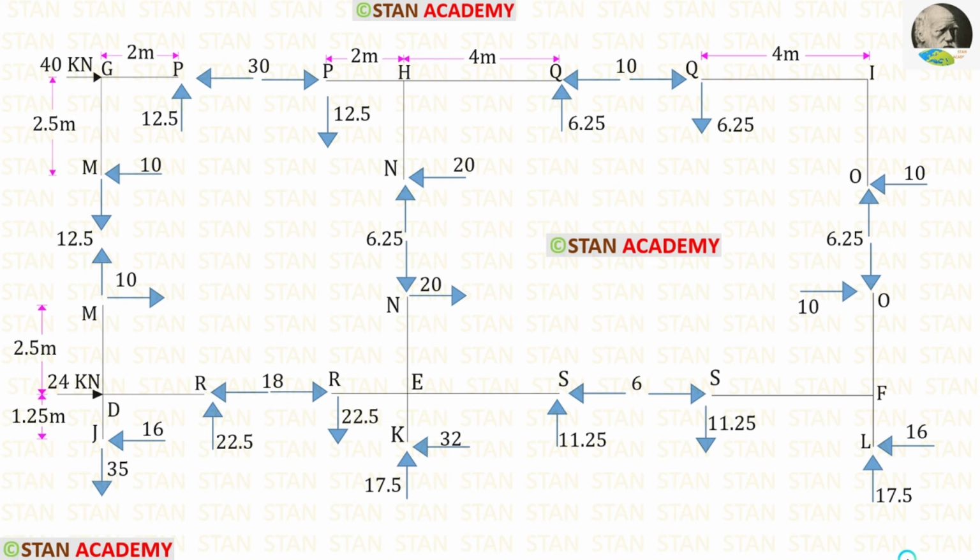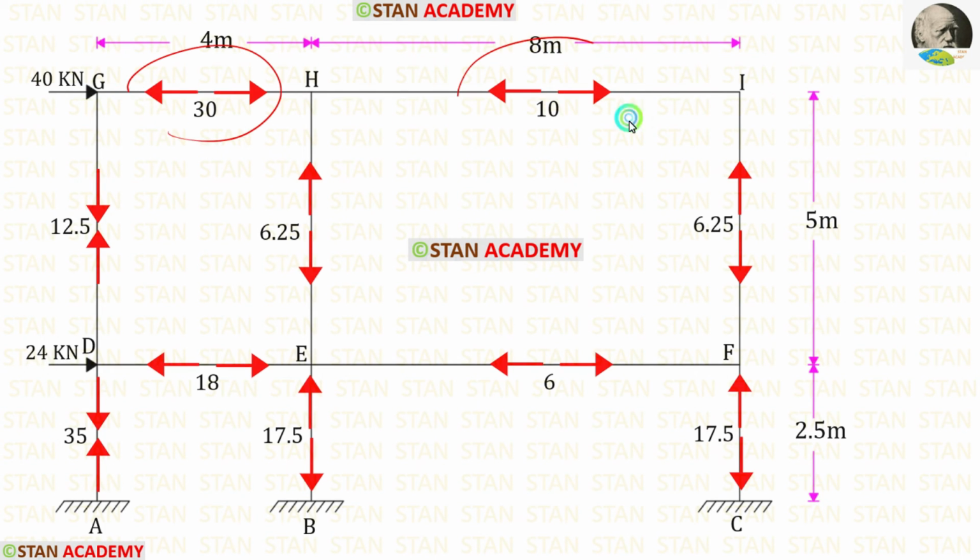So we have analyzed both of the stories. Now let us enter the axial forces. Axial forces are the forces which act in the axis of the members. In the member GH, we have the axial force 30. In the member HI, we have the axial force 10. In the member GD, we have the axial force 12.5. In the member HE, we have the axial force 6.25. In the member IF, we have the axial force 6.25. Let us enter them.